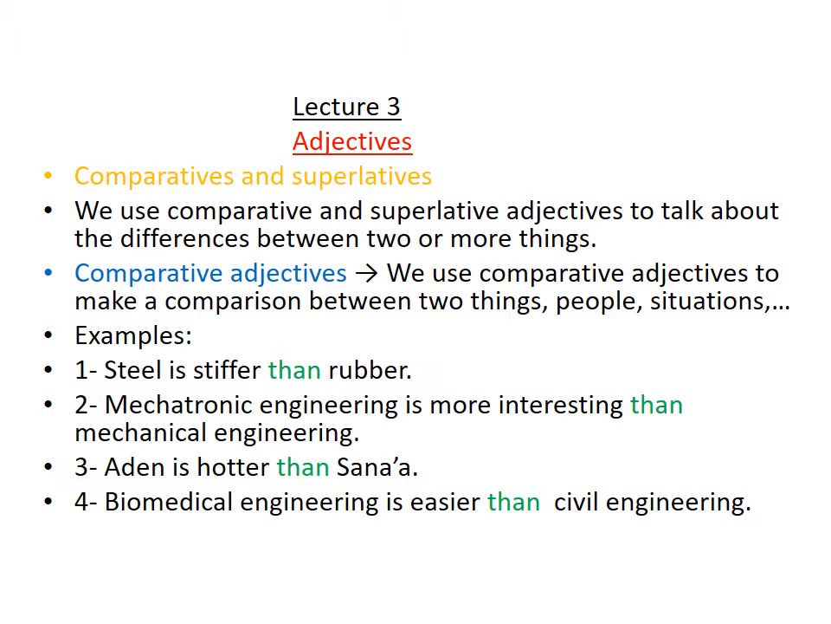Wonderful, I cannot say wonderfuler, so we have to put more. We put more before the adjective. More interesting than, more beautiful than, more expensive than, more wonderful than. Clear? So that is how to make comparative adjectives. Very simple thing, inshallah. So we use comparative adjectives to compare between two things in this way.